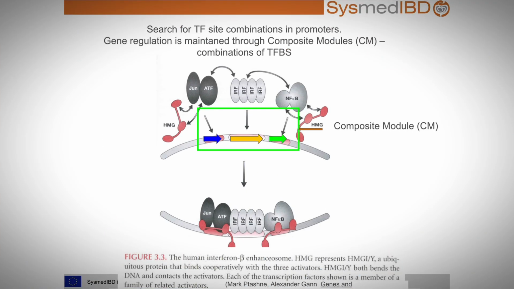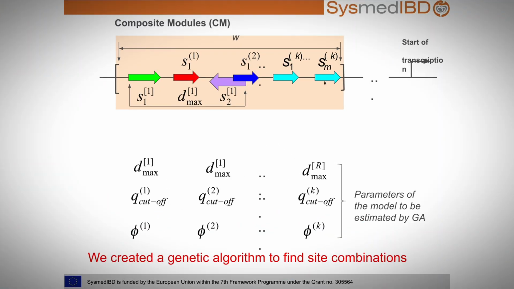Step 2. We analyzed promoters of differentially expressed genes to identify transcription factor binding site combinations, not single transcription factors, but composite modules, because gene regulation is combinatorial. To detect these combinations, we even developed a genetic algorithm. This allows us to reconstruct the regulatory logic behind the data.